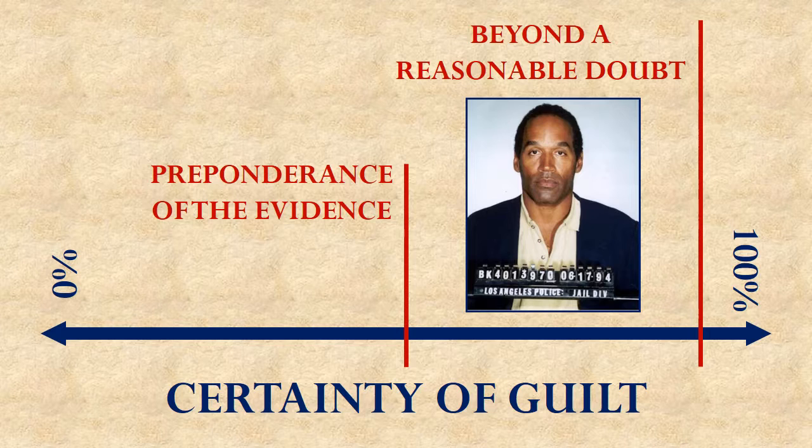And that's exactly what did happen to O.J. Simpson. He was found not guilty in the criminal trial. He was found guilty in the civil trial and ordered to pay the family of the victim $30 million to compensate them for the loss of their son.